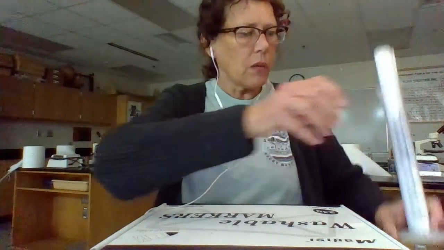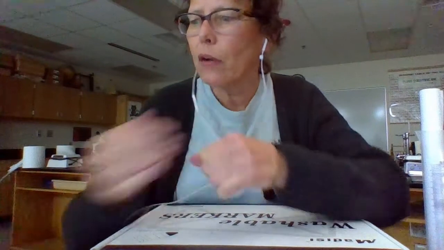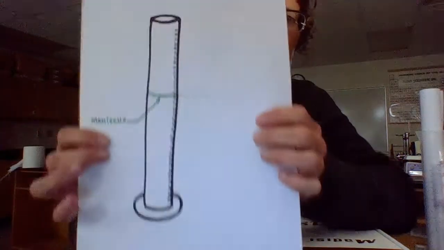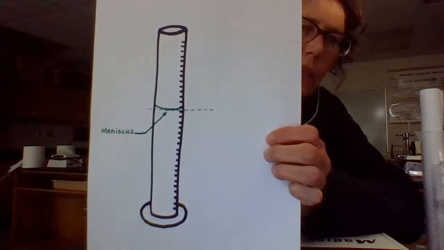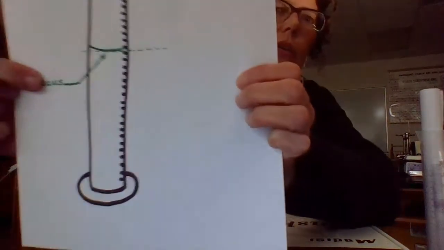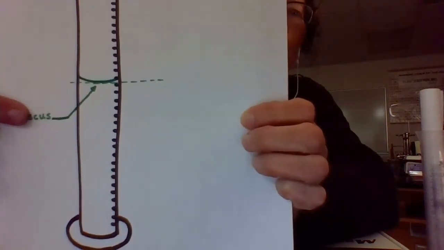One thing I want to talk to you about when you're measuring volume of liquids is that water is cohesive. It likes itself. So it's attracted to itself, and it can also be attracted to the container that it's in. That property of water causes there to be a bend in the top of the water. I've drawn that for you in this picture. I've drawn a picture of a graduated cylinder, and the green line represents the water in the graduated cylinder. If you look close, you can see that the green line is kind of curved.